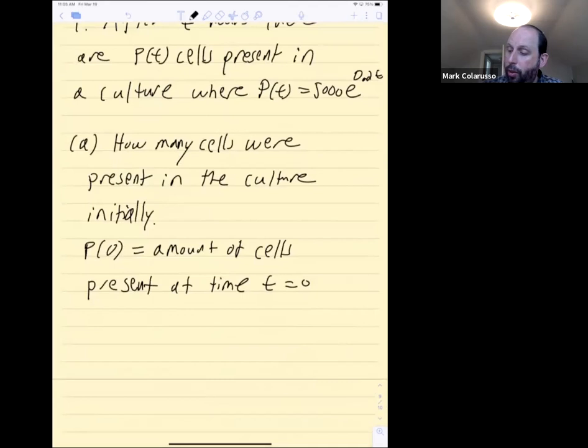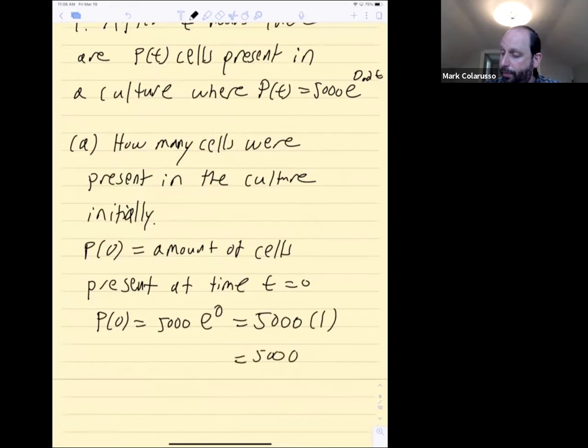So we plug in 0. P of 0 is 5,000 e to the 0. E to the 0 is just 1. So it's 5,000 times 1, so it's just 5,000 cells. So 5,000 cells are present at time t equals 0.